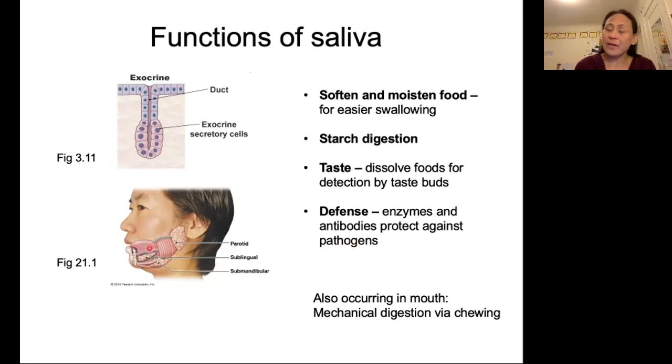That's happening in our mouth. I also want to point out that while the food is in our mouth, encountering the saliva, we are doing some stuff. We're chewing, which mechanically digests our food. It breaks it down physically into smaller pieces. It also mixes it up so that it can more easily encounter the saliva and undergo these processes right here.